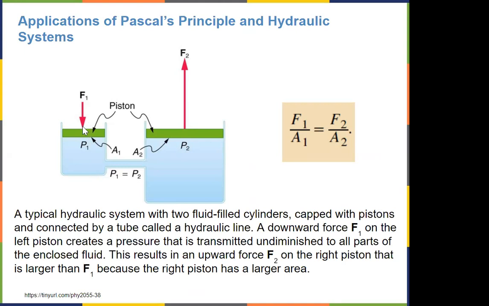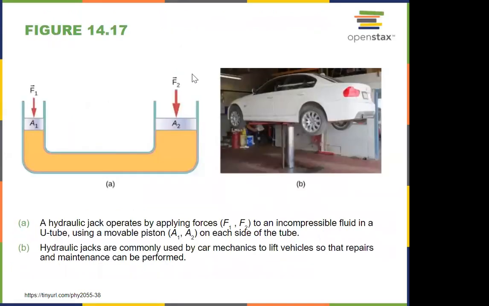If you apply a small force here, divided by this small area, the result may be a significant change in pressure on this side. And you can have all this connected to the other side where you have a larger cross-sectional area. So you can apply a small force here, and the result is a relatively larger output force, okay? And that's the hydraulic device we use.